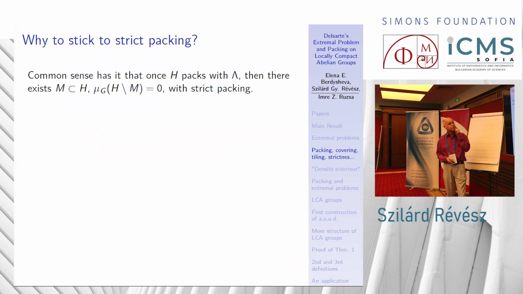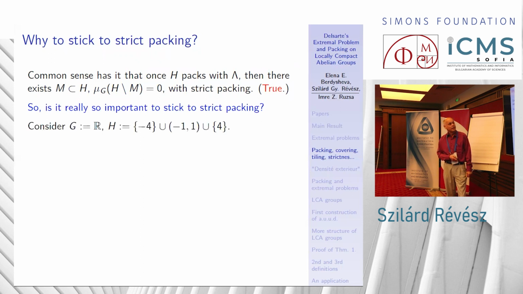So why stick to strict packing? Here is an example. Common sense has it that if you have a non-strict packing, then you just delete the measure zero subset of the packing set, and then you can pack with it in the strict sense. So what's the interest? This is true, but we already saw that in the formulations of the theorems, there appears the difference set H minus H. So let us consider an example. Let H in R be this set: the interval plus two additional points, plus and minus 1.